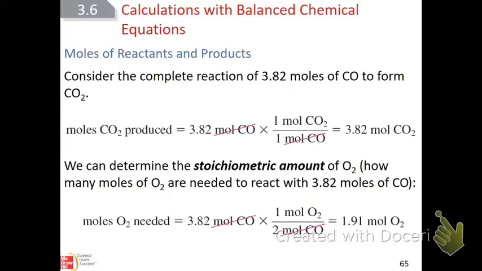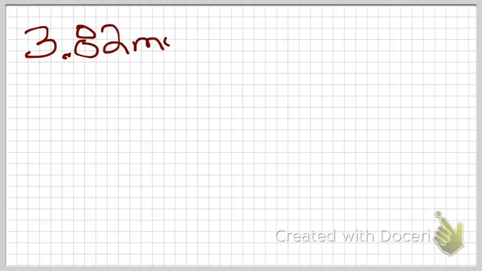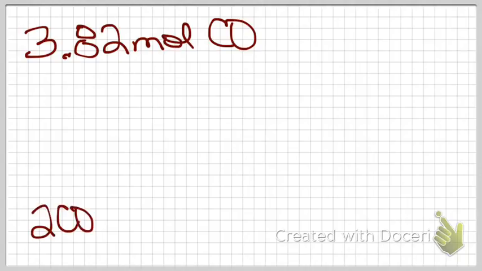What is our given here? The same reaction. We have 2 moles of carbon monoxide. So I'm going to just insert a piece of paper here. If we have 3.82 moles of carbon monoxide, and we're going to use our balanced equation that said for every 2, here's our balanced equation, plus O2 goes to CO2.